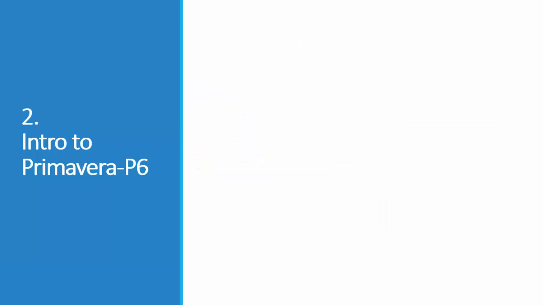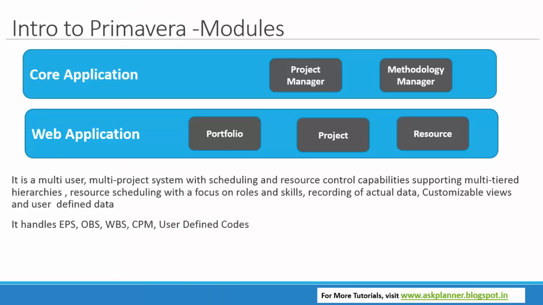Now let us understand the Primavera P6 architecture, and also see how project management can be handled using the Primavera software. Primavera comes in 2 modules, the core application and the web application. The core application further has a project management module and a methodology module. The project management module is a multi-user, multi-project system with scheduling and resource control capabilities. Methodology management is a system for authoring and storing methodologies or project plan templates in a central location.